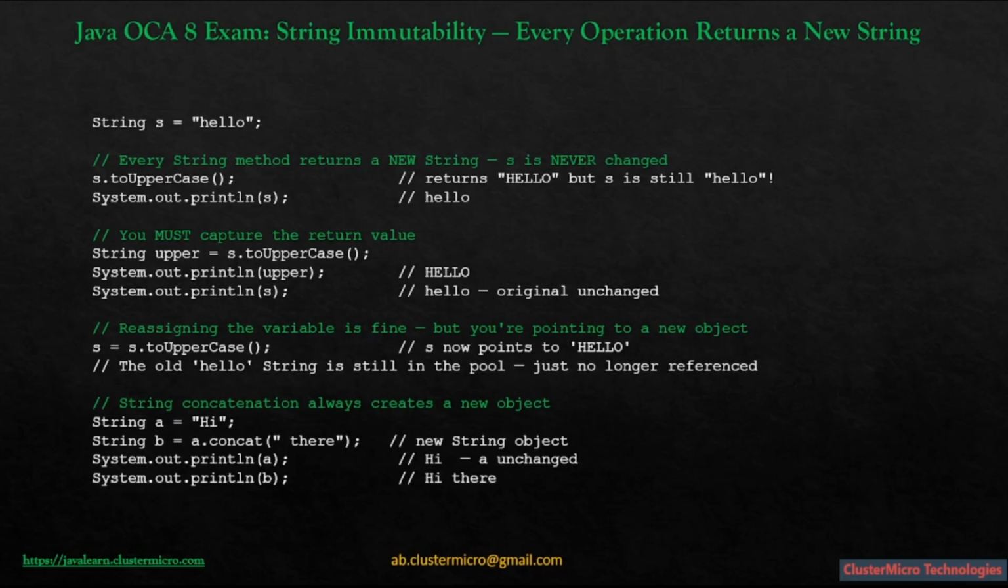So the variable s was never touched. Now, capturing the return value: if you do String upper = s.toUpperCase(); System.out.println(upper), then it will print HELLO in uppercase. But if you just print s and not upper, you will get hello in lowercase. Now we capture the returned string into a new variable upper. upper holds HELLO in uppercase, but s still holds hello in lowercase. Both objects exist independently in memory. The original was never touched, so we just have a new object alongside it.